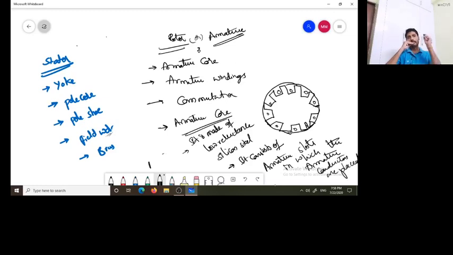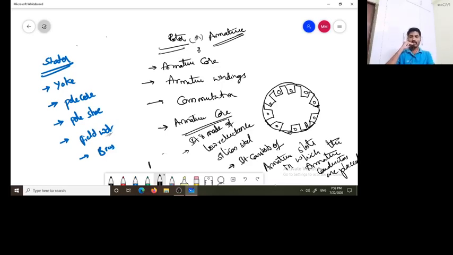Okay, so we can observe that the armature core consists of slots. I already told you that the armature core consisting of slots like this is the shape of the armature. The slots are where the conductors are placed. So this is the main functionality of the core.